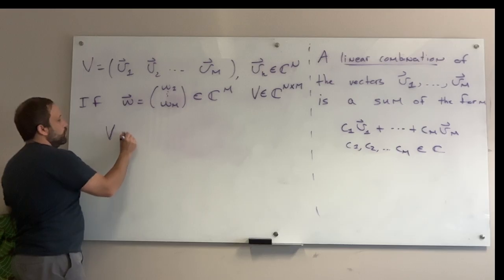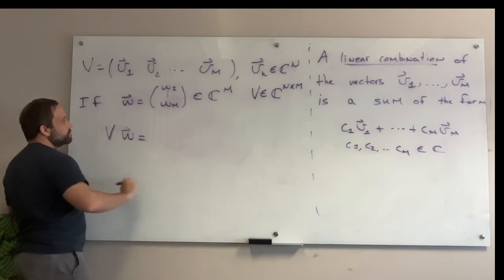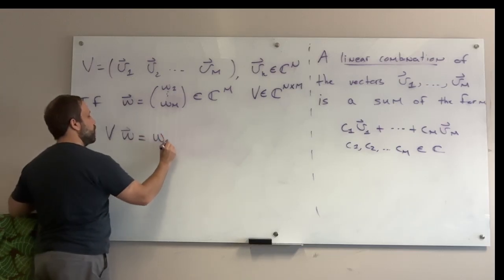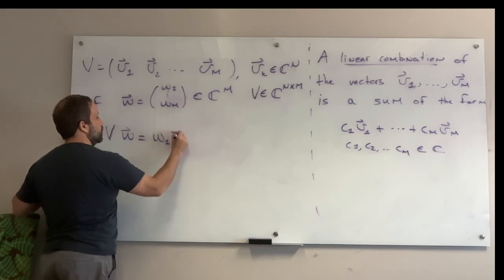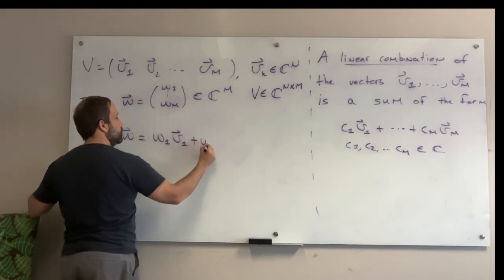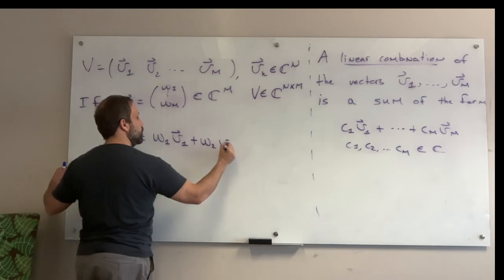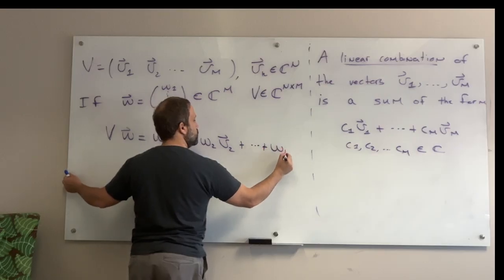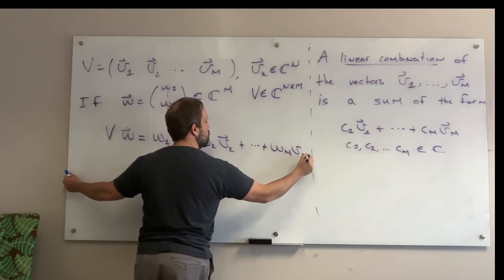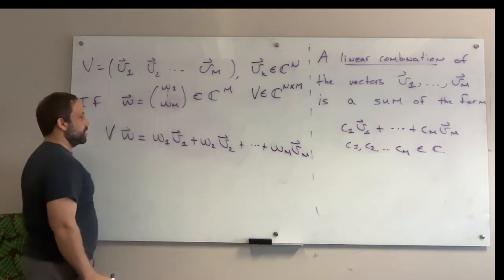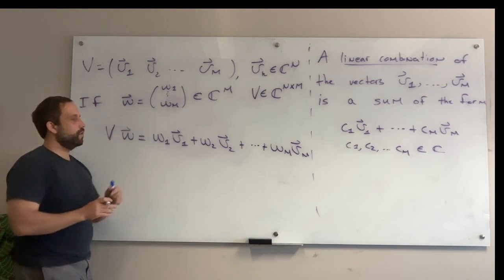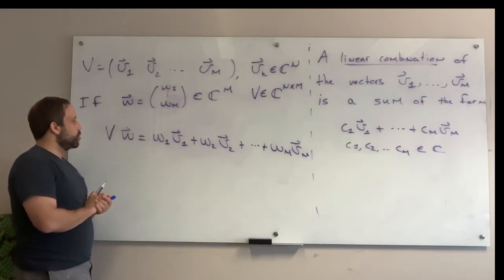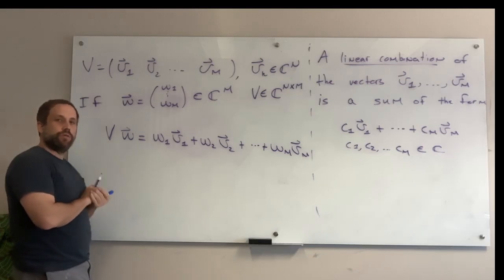V times W is going to be equal to little w1 times v1 plus little w2 times v2 plus dot dot dot plus little wm times vm, like this. Okay, so v times w, we have this expression right here. So this is the standard matrix vector multiplication.